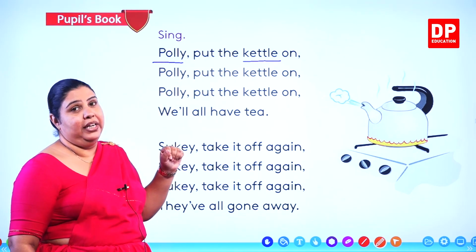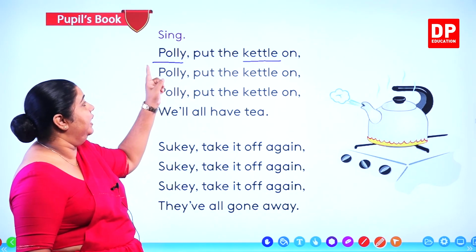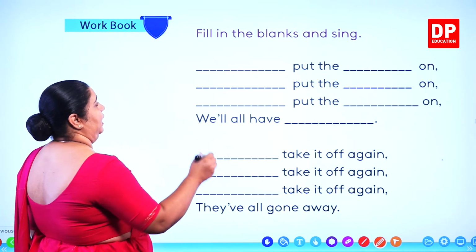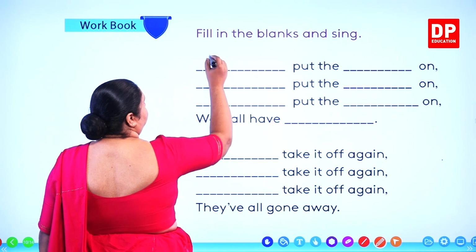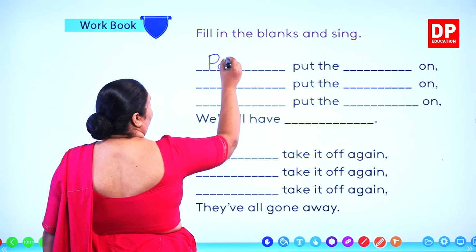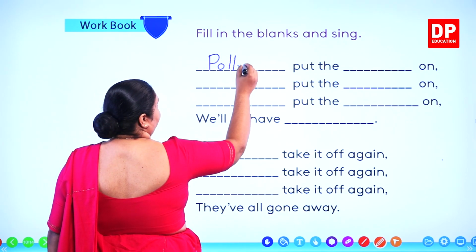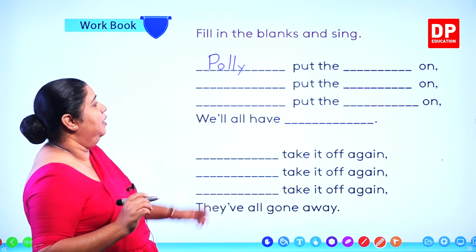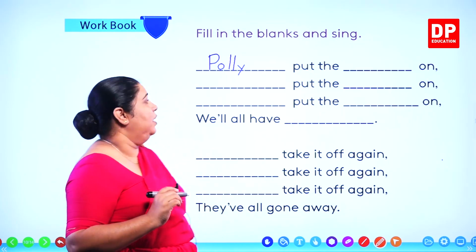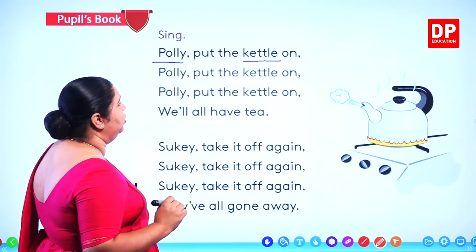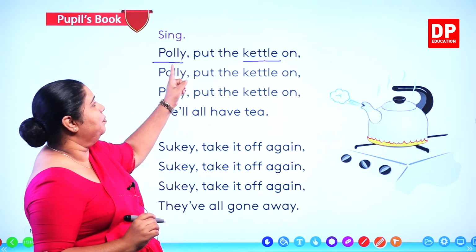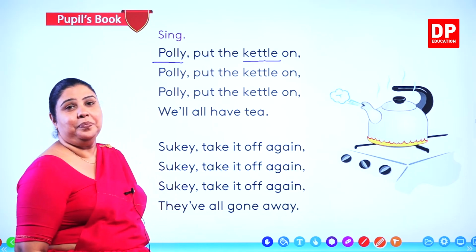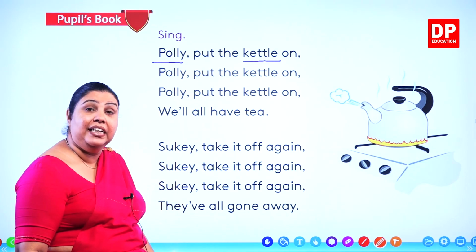P-O-L-L-Y. Polly. So now we will fill the first blank. Polly. You have to write here P-O-L-L-Y. Polly, put the blank on. Now what is Polly going to put on? Polly puts the kettle. Can you see? Polly puts the kettle on.